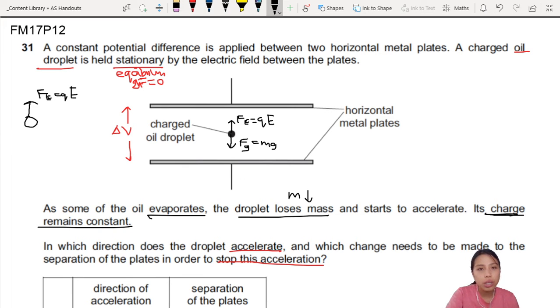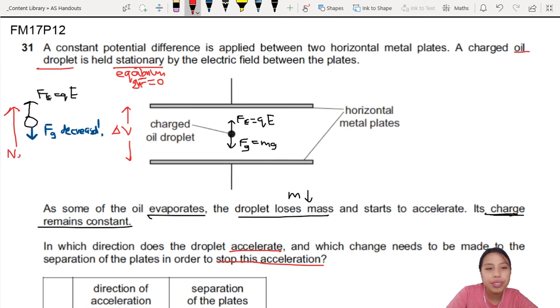So what's changing is your downwards gravitational force has become smaller, decreased. As you're losing mass, it's decreasing. So then where is the net force pointing now? Which one is bigger? As your Fg gets smaller and smaller, your net force will be upwards.